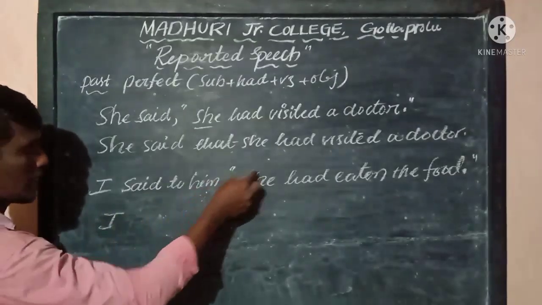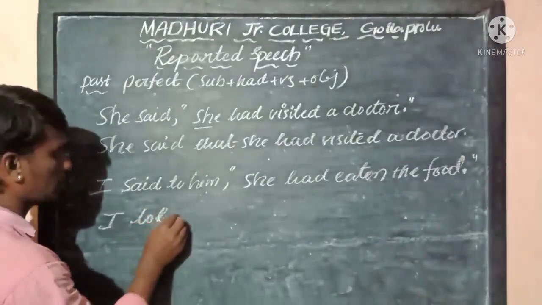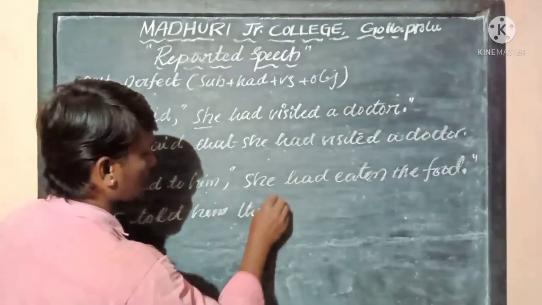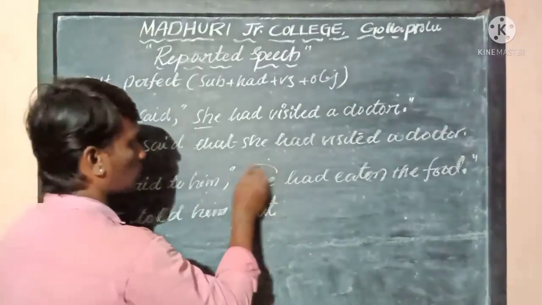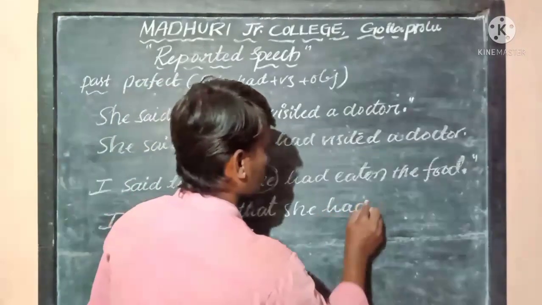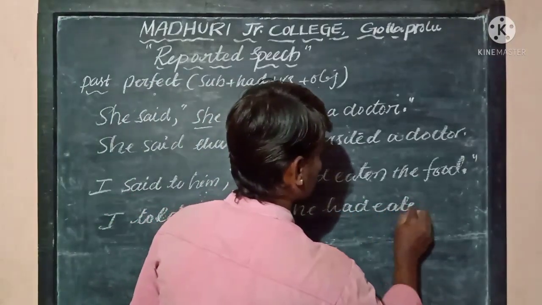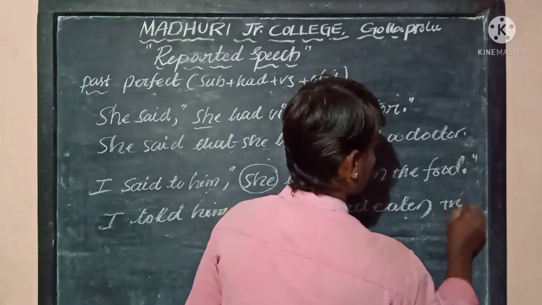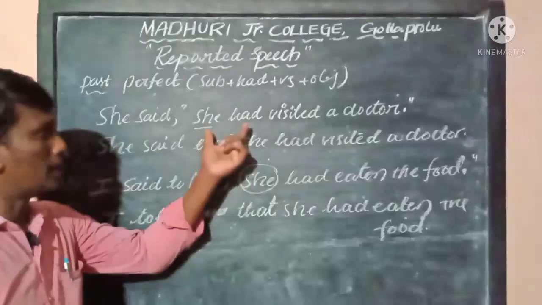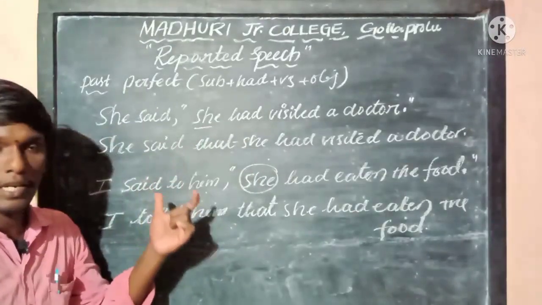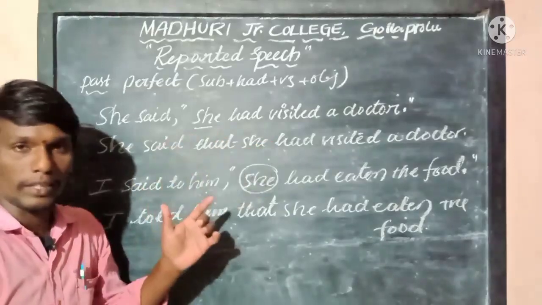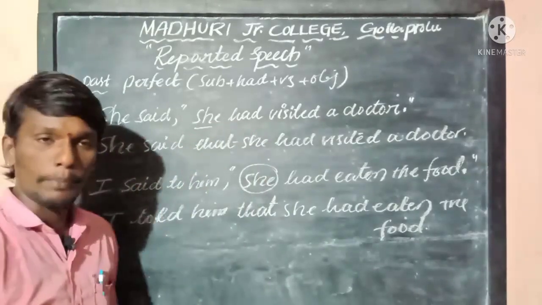So as it is a declarative sentence, I told him. What is the conjunction here? That is a conjunction. I told him that what subject here? She. And now she had eaten the food. Okay, so now this is how a past perfect tense changes into the other tense. Actually, past perfect tense cannot be changed into other tense because it is already the past perfect tense.